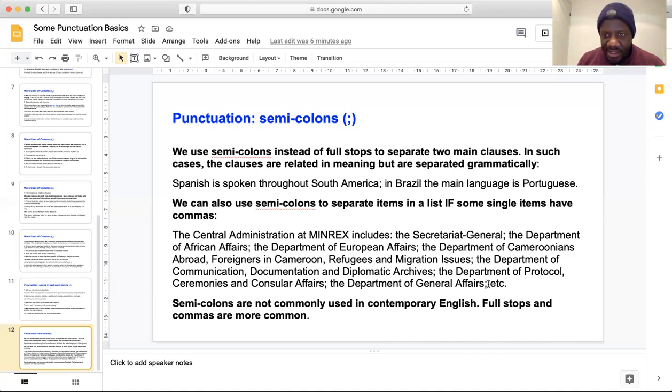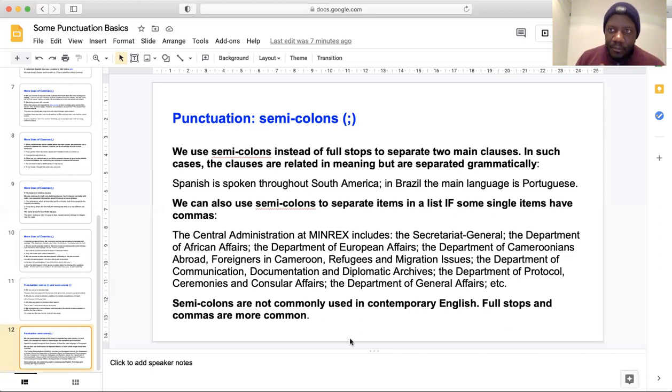Then the other departments are the Department of Protocol, Ceremonies, and Consular Affairs. Again, a comma here. And the Department of General Affairs, etc., etc. Actually, there are so many departments within the central administration here, but I just wanted to have a mix of some that are straightforward without a comma in them, and those that have commas in them, and to show you why we need to use semicolons to separate them, because some single items, or some items considered to be single, actually have commas in them.